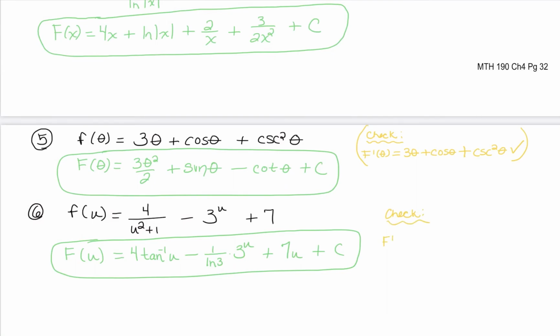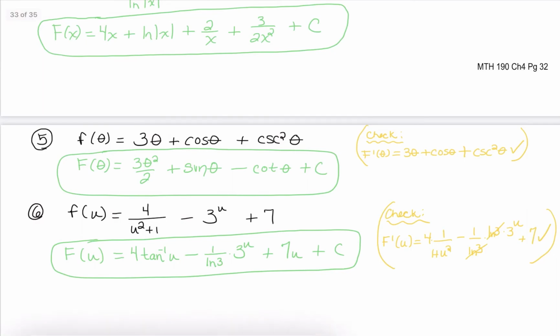So the derivative of capital F, F prime: 4 gets carried along as a multiple. Derivative of tan inverse is 1 over 1 plus u squared. The 1 over natural log of 3 carries along as a constant multiple. And then the derivative of 3 to the u is natural log of 3 times 3 to the u. So those natural logs reduce. And derivative of 7u is 7. And of course, a constant would go to 0. So again, we can always run that check and make sure we get what we started with.